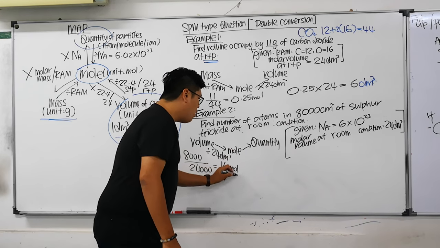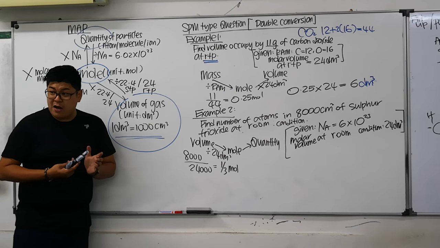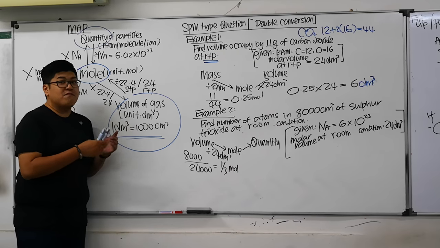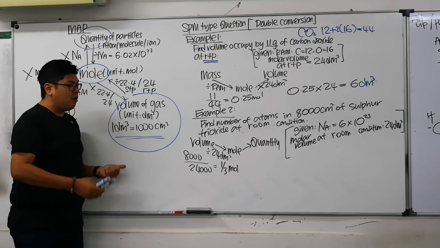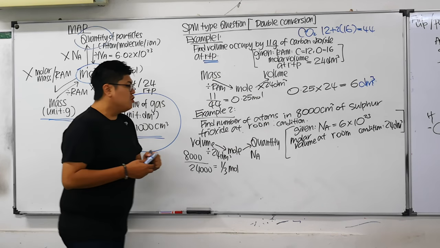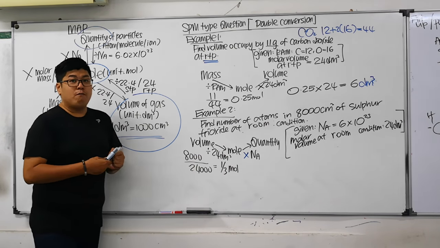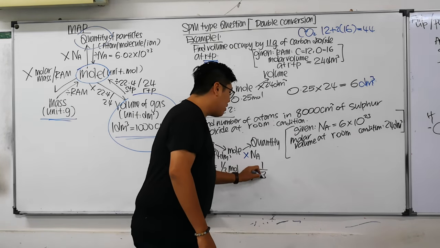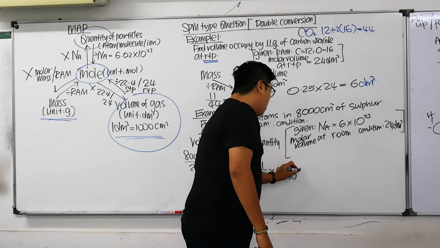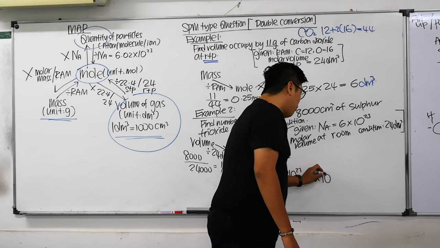I got 1/3 mole. You can keep your answer in fraction or in decimal, it's up to you. Now, mole to quantity, Avogadro constant. When mole goes to quantity, the operation is times. Your mole is 1/3, your Avogadro constant is 6 times 10 power 23. When you times it out, you get the answer 2 times 10 power 23.